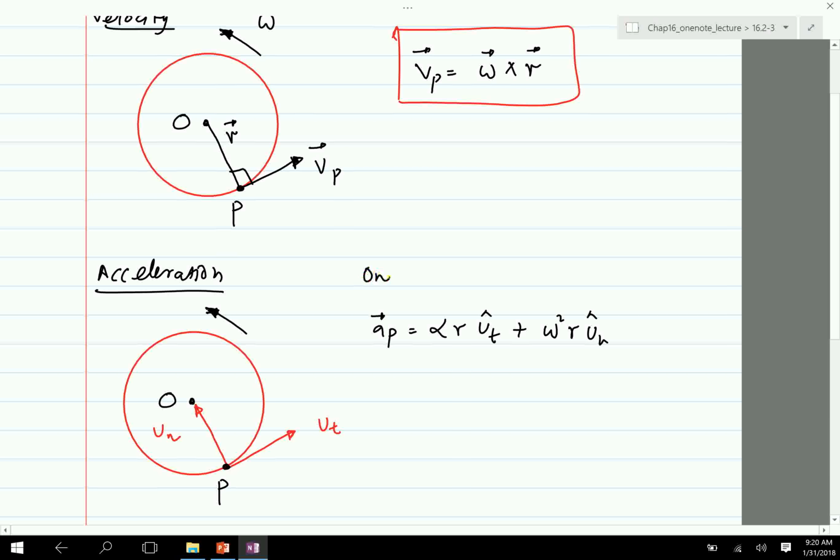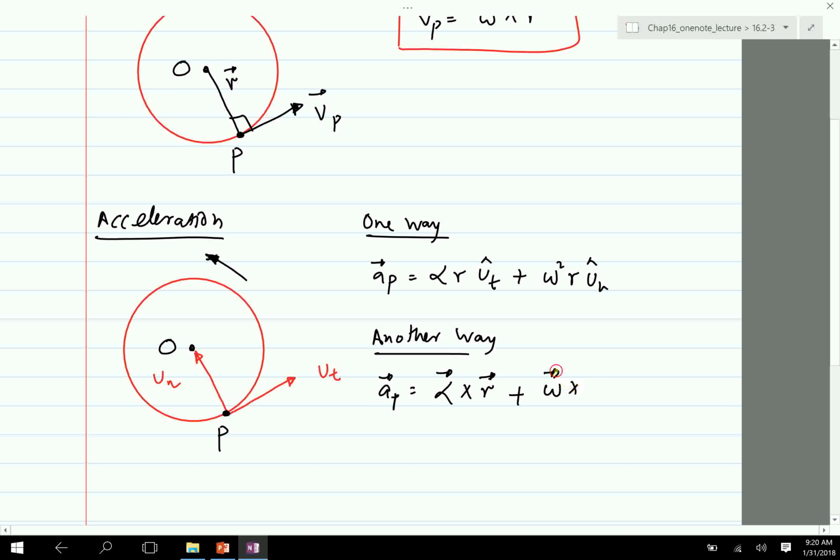Another way is to write it in terms of a vector. AP is alpha, the vector, cross r, plus omega cross omega cross r. Sometimes you know un and ut, in which case you use this formula. Sometimes you do not know un and ut and you only know the vector r. The vector r points this way, and you know omega. Omega is this, alpha is here. Then you can use the vector equation. So it really depends on what you have.